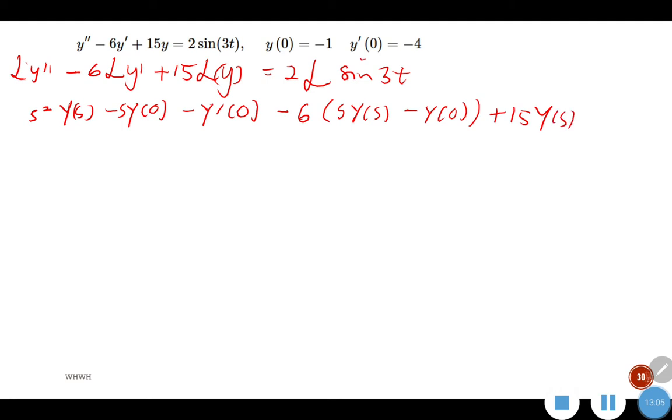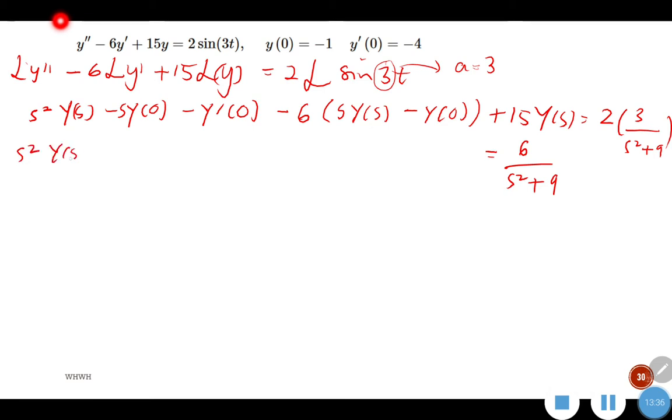Then for Laplace of sine 3t, according to the table, you will get our a or omega here, a equals to 3 or omega equals to 3, so we have 3 over s square plus 3 square is 9. So on your right hand side, now we have 6 over s square plus 9. Then as usual, we have here s square Y(s) minus s y0. What is your y0? y0 is minus 1, so substitute minus 1 here. y prime 0 is minus 4.